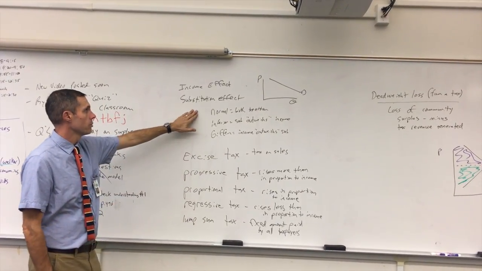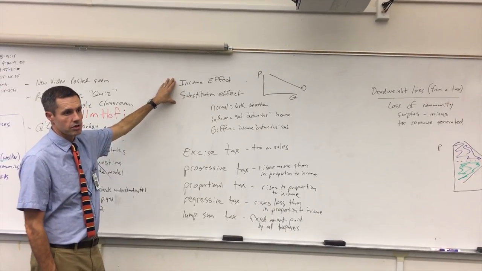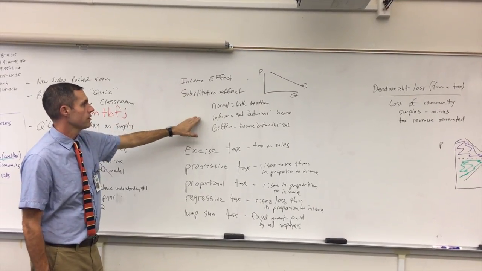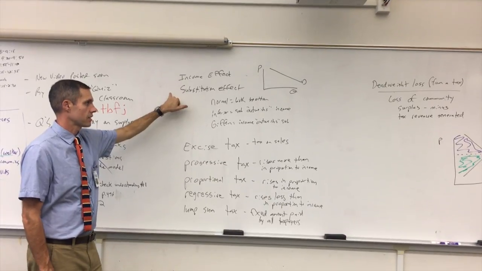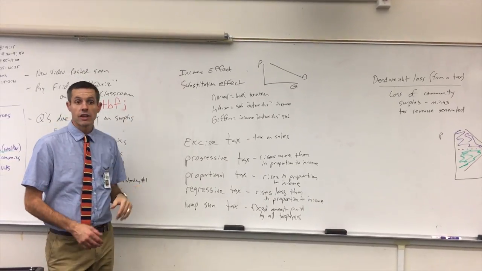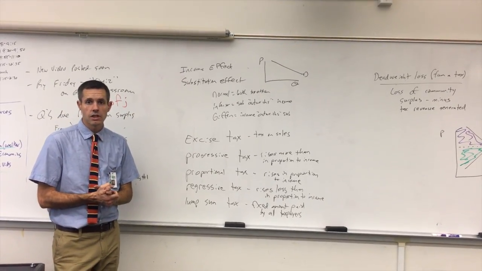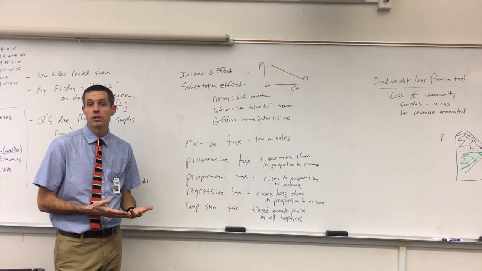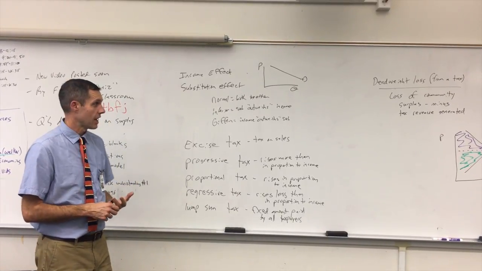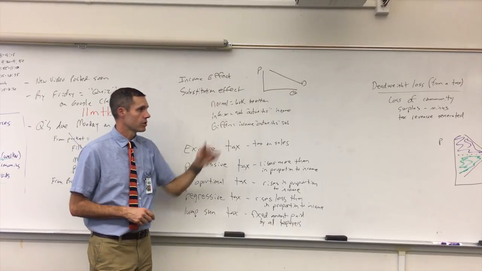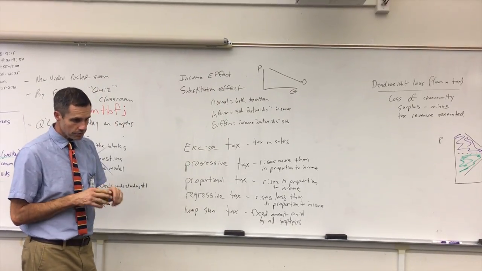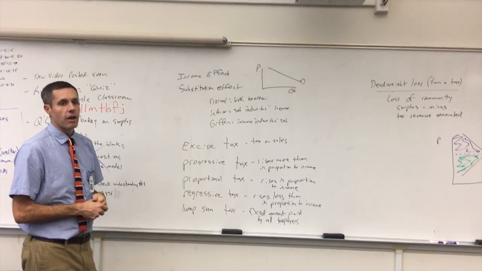Remember, for a normal good, both the income effect and substitution effect work together. For an inferior good, the substitution effect actually outweighs the income effect. Because remember, for an inferior good, as income goes up, you're less likely to purchase it. Demand actually goes down, but it still is a downward sloping curve eventually for that particular product.